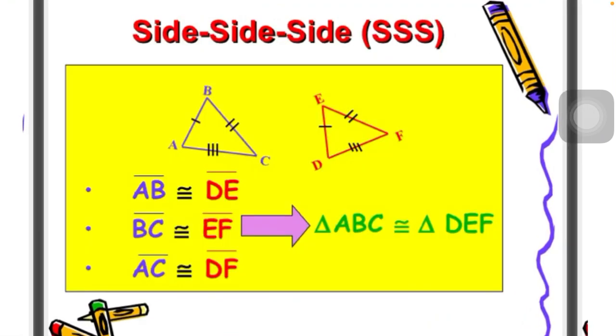The first one is side, side, side. When we have three sides which are equal and corresponding, we can take them to make the triangles congruent. In this example you can see I have two triangles ABC and DEF. I have three sides which are corresponding and equal: AB equals DE here, AC equals DF here and BC equals EF here. So if I take these three sides, I can prove my triangles to be congruent by SSS congruency.